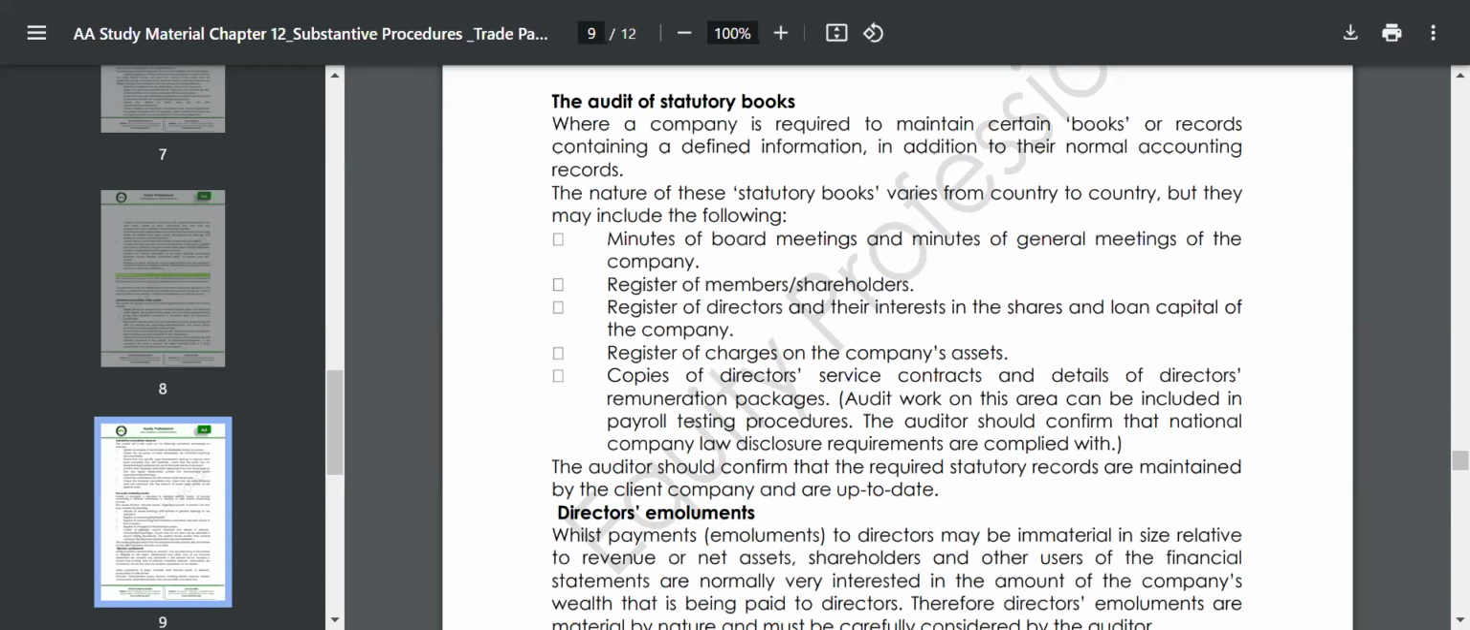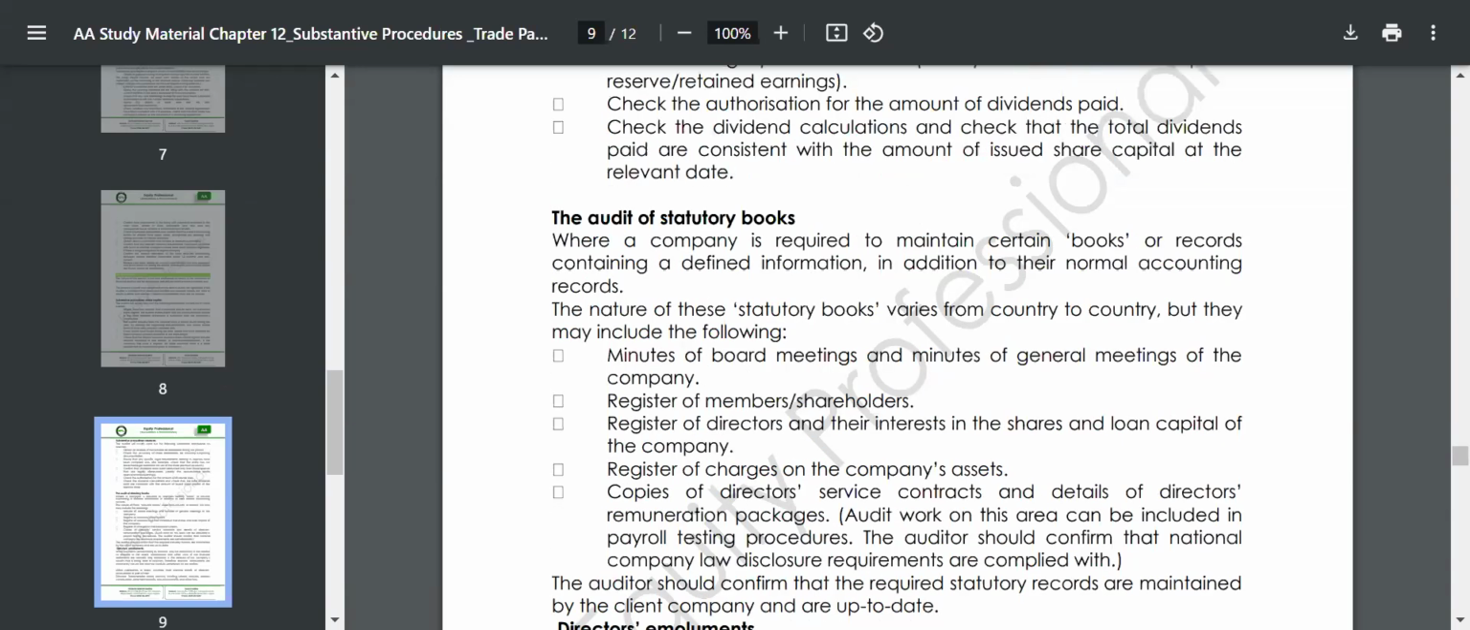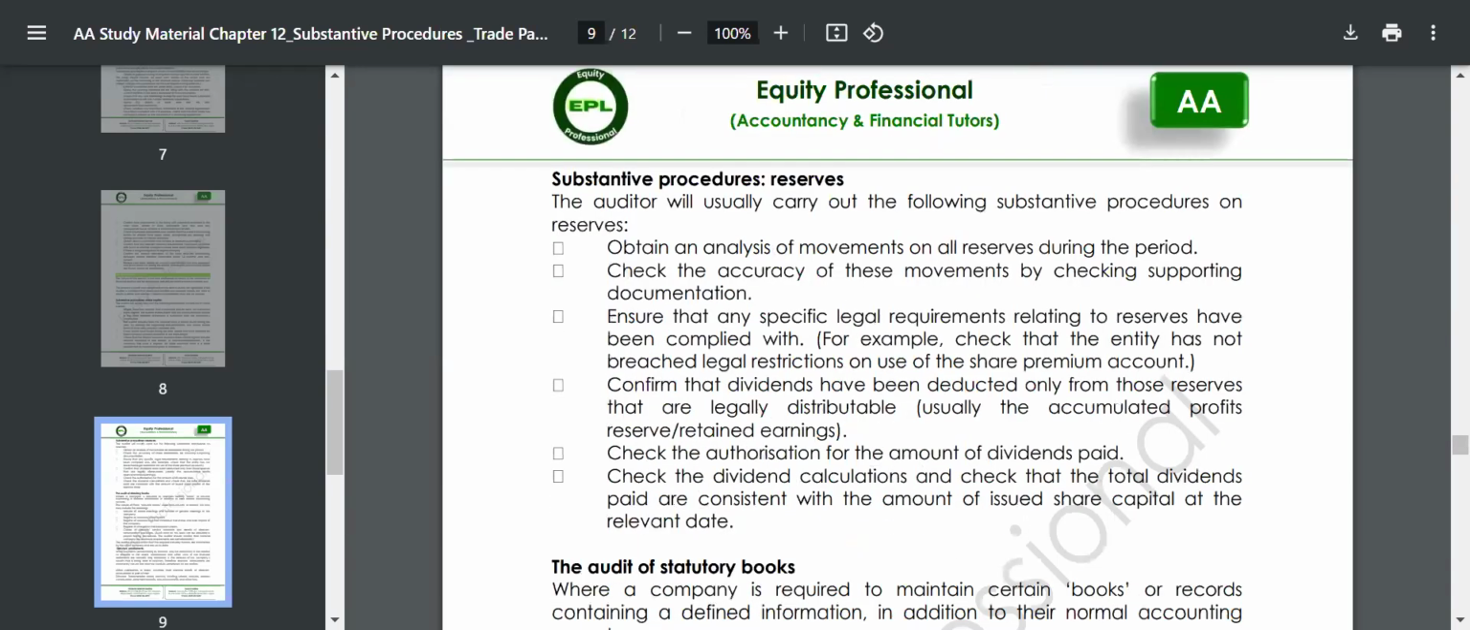We also said that the auditor needs to confirm that the nominal value of the share is correct and is well calculated. The auditor will also need to ascertain that the share capital matches with the appropriate shareholders that have been declared. And in doing that, they will also need to review statutory books. So if there is no question, there is also a substantive procedure for reserve.